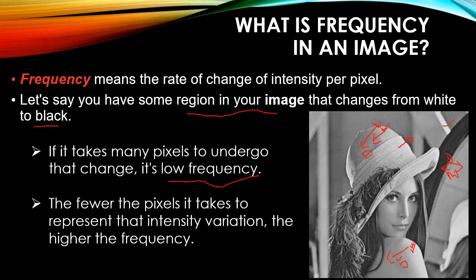Understood? So this is what we mean by low frequency and high frequency in an image. Slow variation from white to black or black to white, meaning lots of pixels are in between the white part and the black part, is called low frequency. And if it changes rapidly, meaning few pixels are there in between white and black pixels, then it is called high frequency.